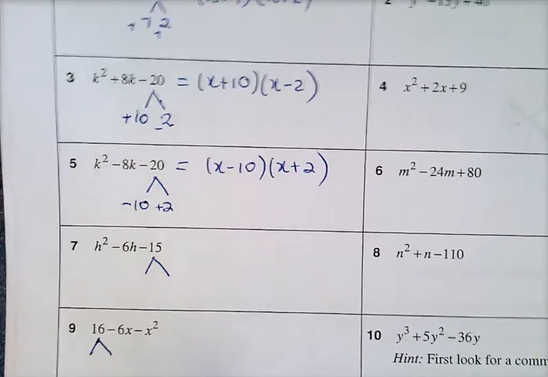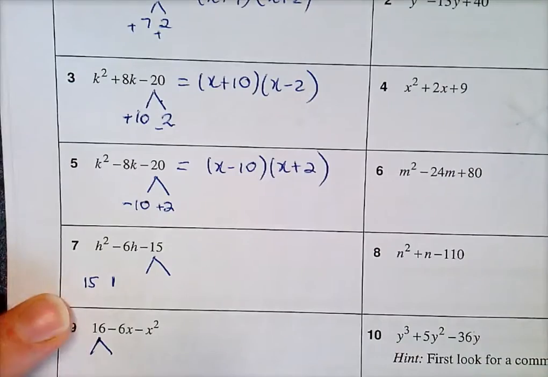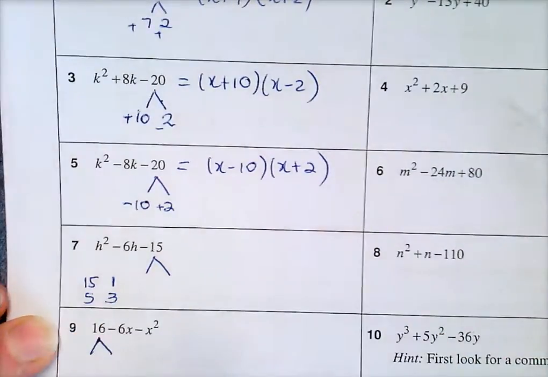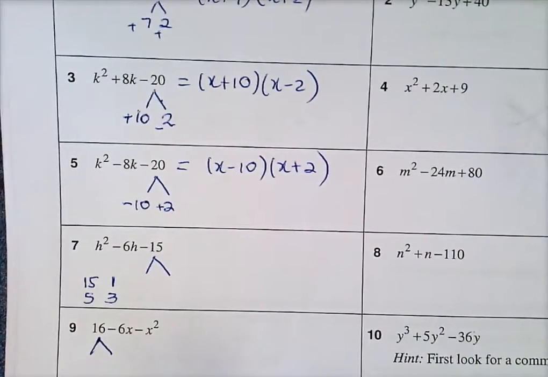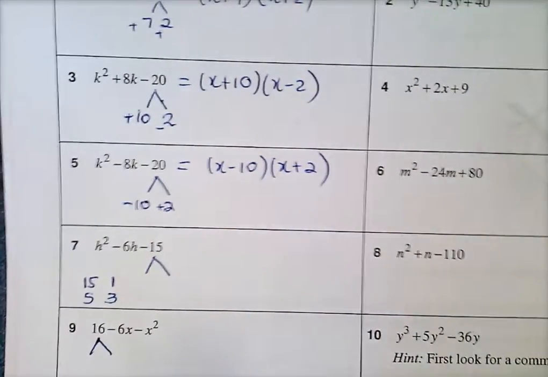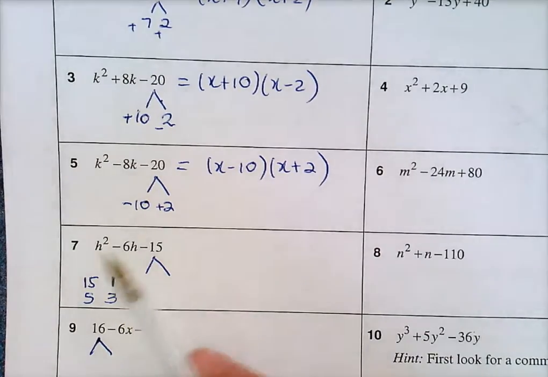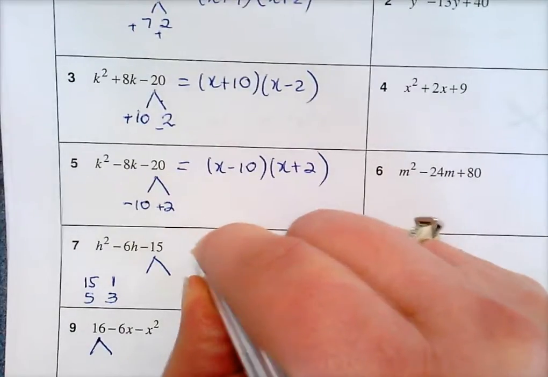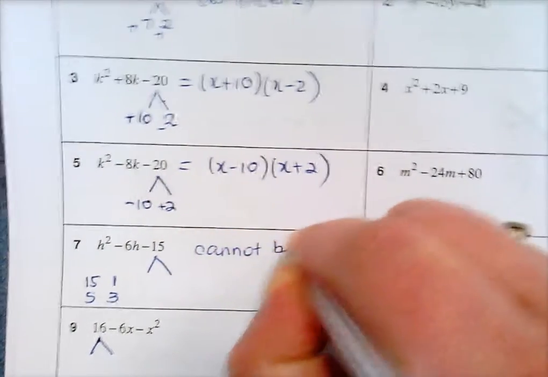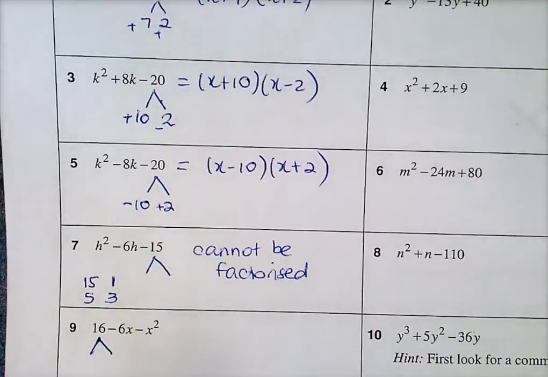Question 7. Just think, what two numbers multiply to give 15? It's 15 and 1 or 5 and 3. It does not matter whether you add or subtract 15 and 1, you'll never get 6. Don't worry about negative 6. No matter how you combine 5 and 3, you can only get which two numbers? 8 or 2. 6 is out of the question. This cannot be factorized, not with the methods that we've got.